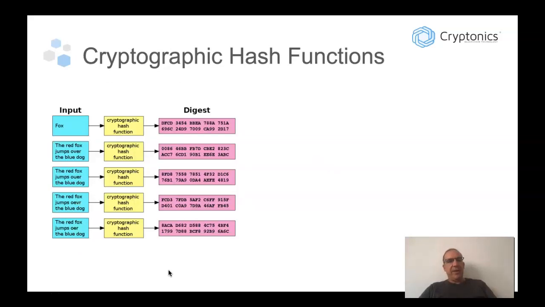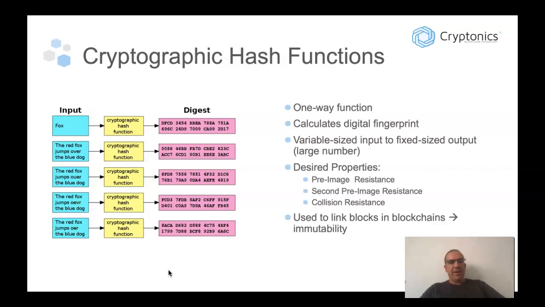Similarly, cryptographic hash functions are used a lot in blockchains, and what they basically do is that they are concerned with data integrity. And the idea is to take a variable size input and to pass it through a one-way cryptographic hash function to come out with a digest, a fixed size large number representing the input. And this has to have some properties to work.